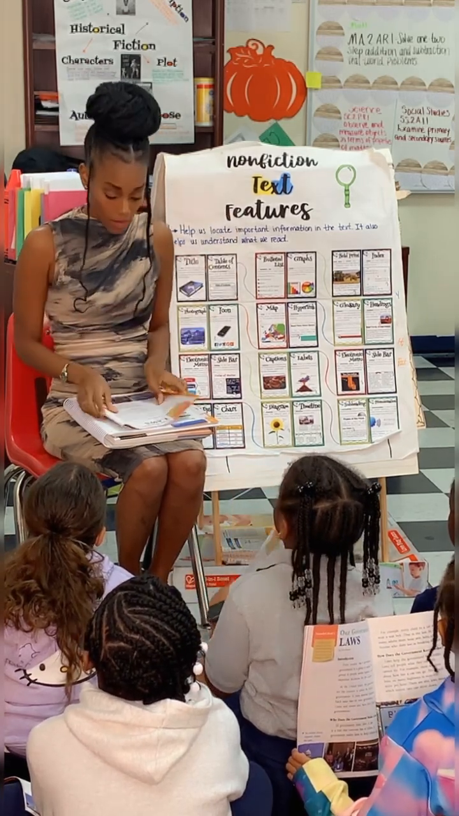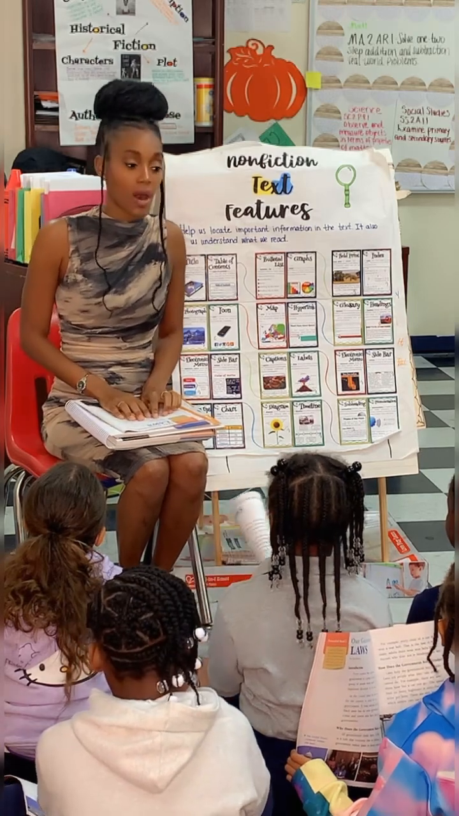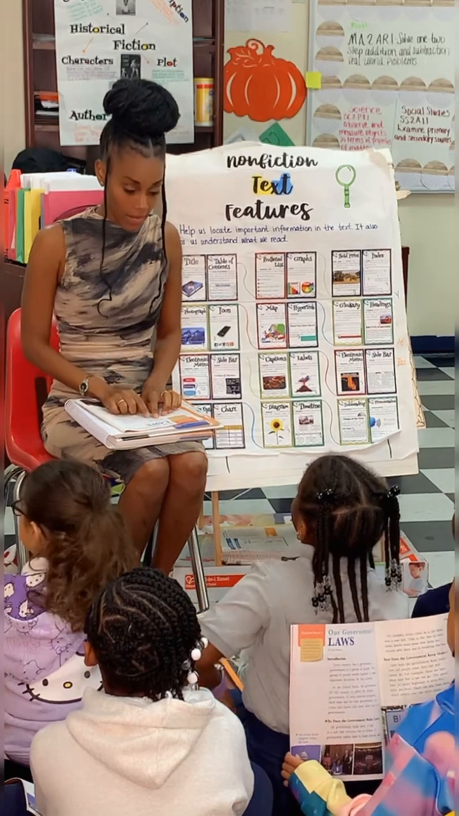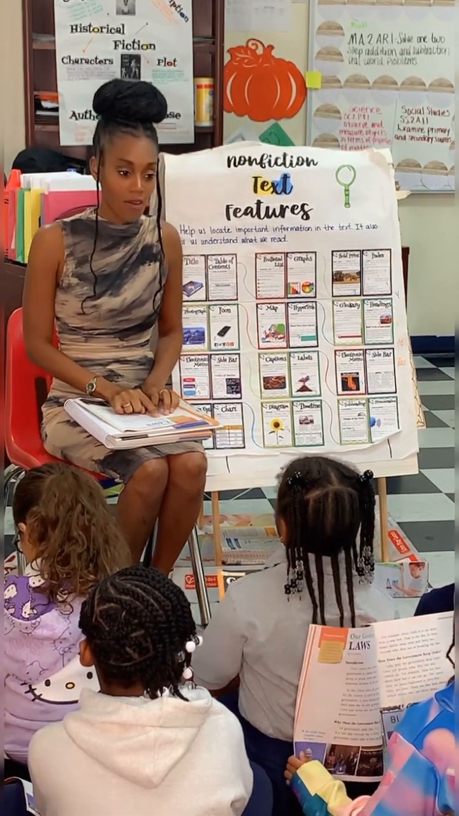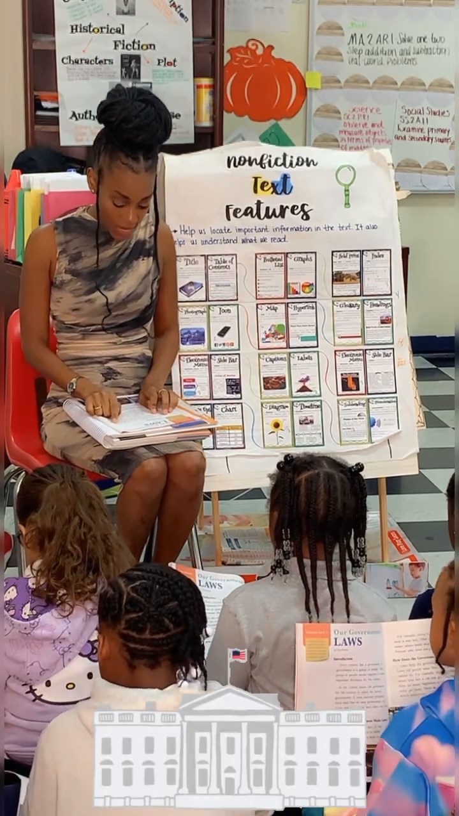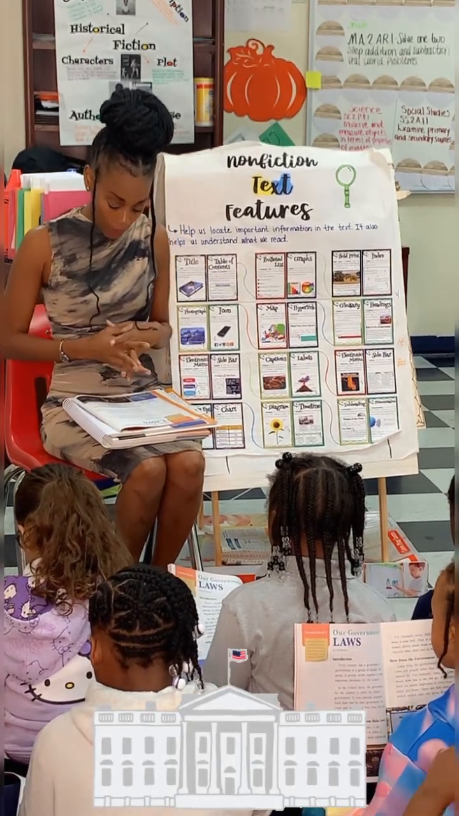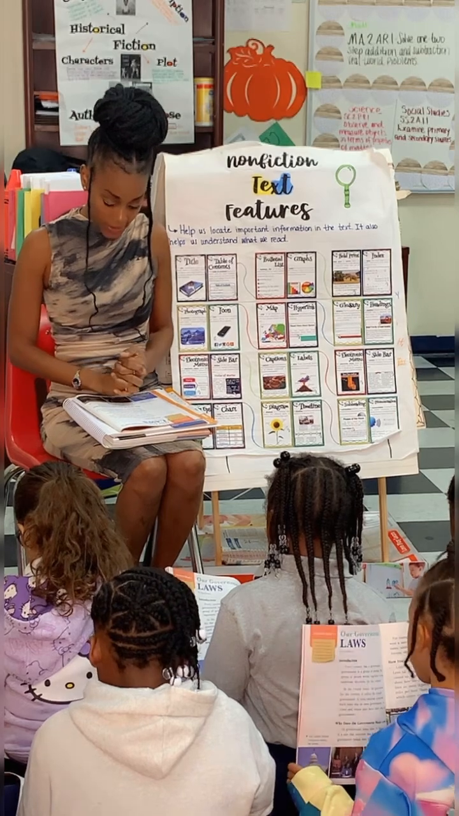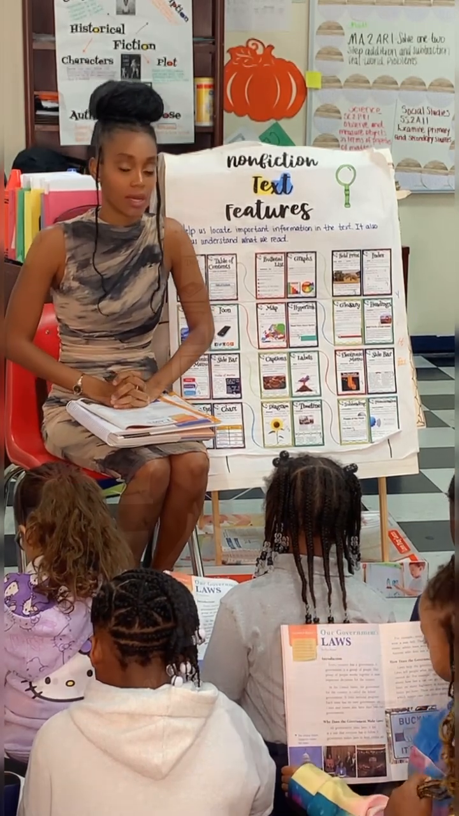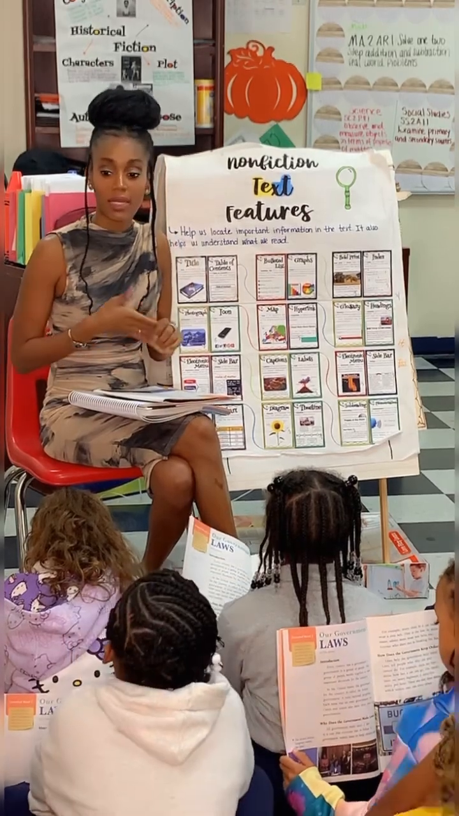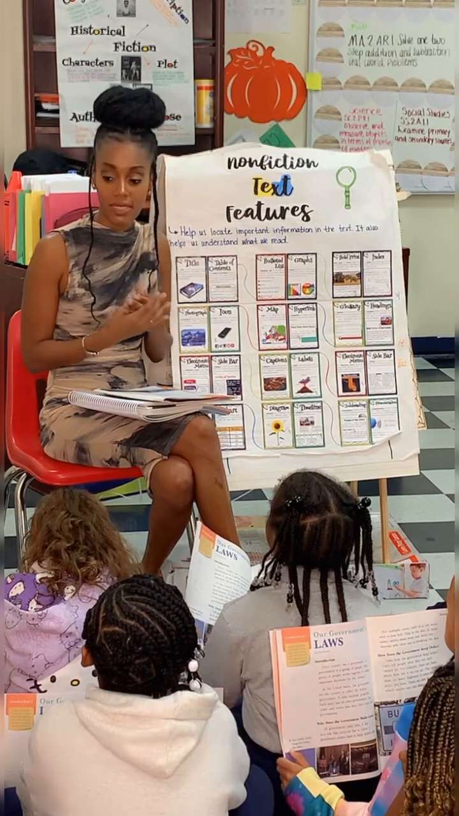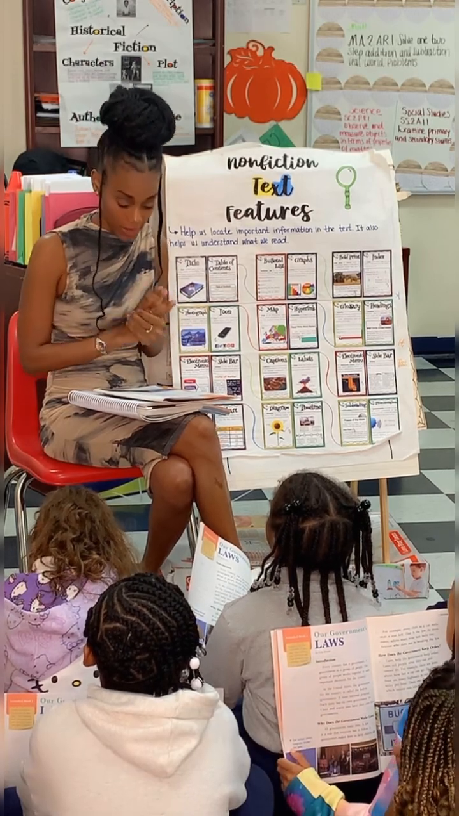Here we go. Paragraph 1, it says introduction. What does that mean? The beginning. Let's read paragraph 1 together. Every country has a government. A government is a group of people. This group of people work together to make important decisions for the country. Very good. Remember, the central idea is mainly what the passage is talking about. And the relevant details support the central idea within the passage.